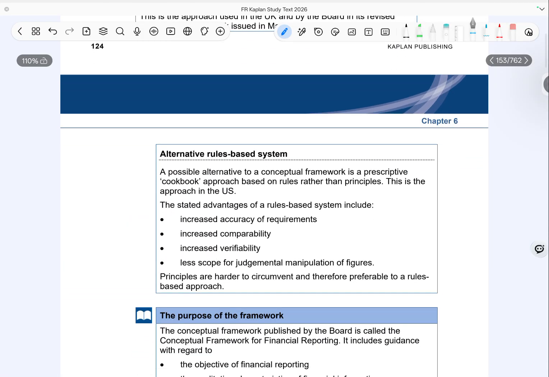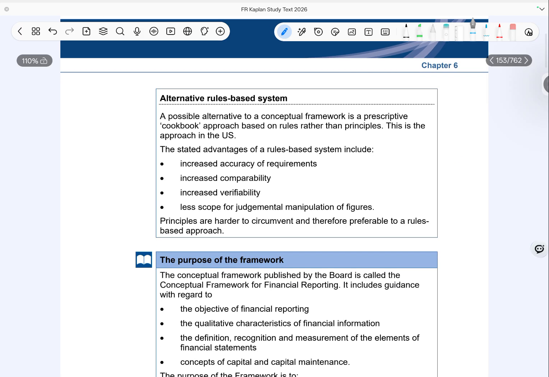Okay, now let's study the alternative approach. We just learned that the IASB follows a principle based approach, but there's another approach called the rules based system. Think of it like following a recipe. The recipe tells you exactly what to do. There's very little room for personal judgment. That's exactly how a rules based system works. This approach is mainly used in the United States.